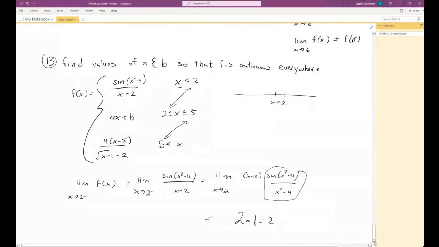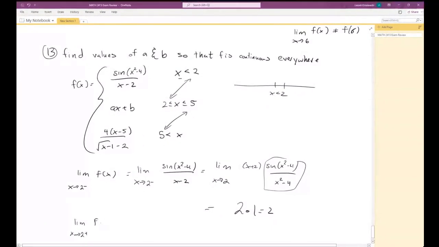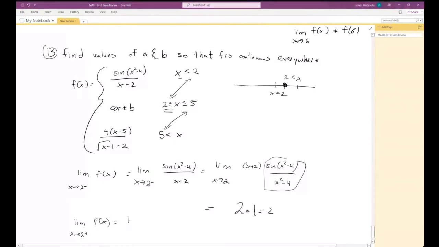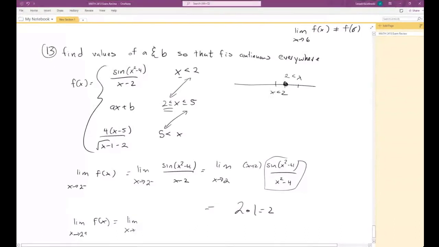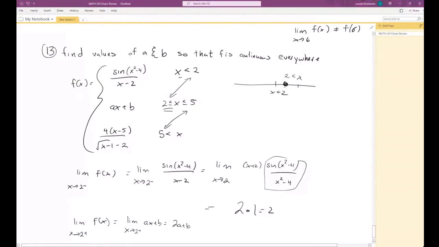All right, so the limit from the right. This time x would be slightly bigger than 2. So here's 2, here's x. It's going to be slightly bigger than 2. So we would use the line part of that piecewise function. So you get 2a plus b. That's just a polynomial.